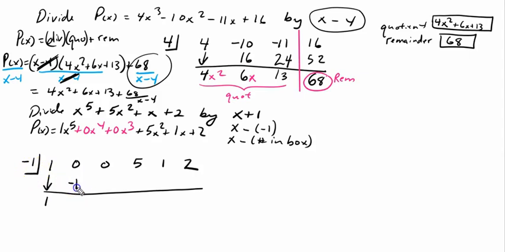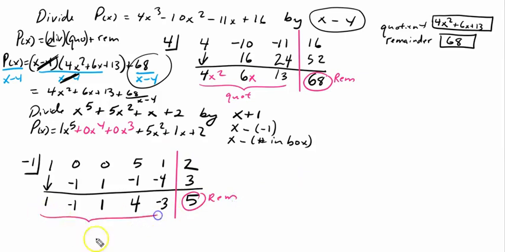1 times the number in the box, then we add. -1 times the number in the box, then we add. 1 times the number in the box, then we add. 4 times the number in the box, then we add. And -3 times the number in the box, and then we add. So I'm done. And I can see now, this is my remainder.